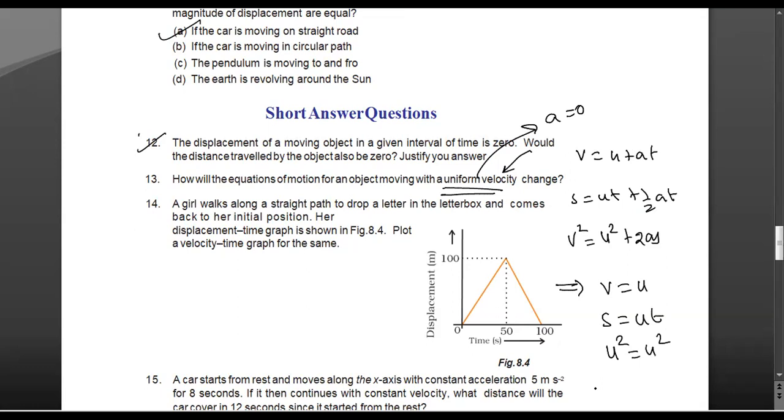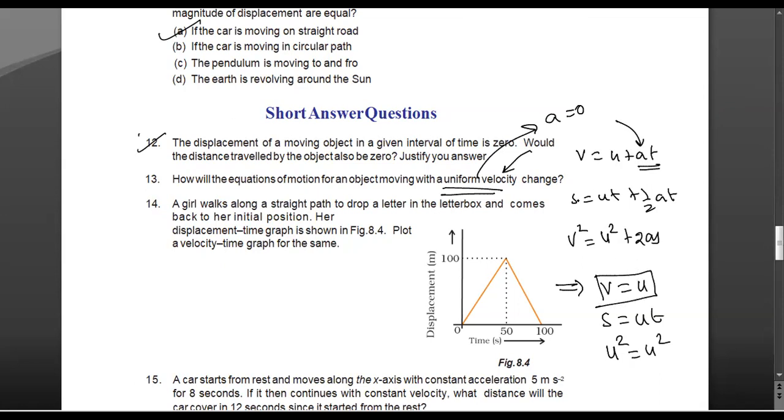Got it? No, sir. If an object is moving with uniform velocity, it means v minus u is 0. Uniform velocity means its initial velocity and final velocity are the same. For example, if it is moving at 50 meters per second, its initial velocity is 50 and final velocity is 50, so the change is 0. Change in velocity is 0 means acceleration is 0. So when you put the acceleration as 0, 0 into t becomes 0, so we have v is equals to u.